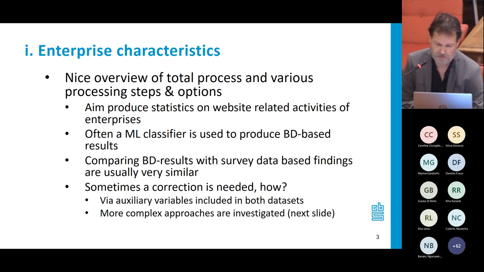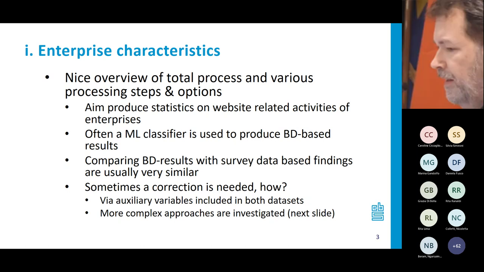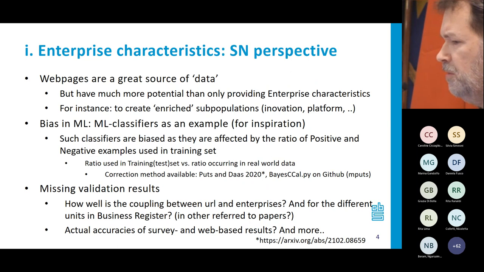There's a trick for machine learning classification. Machine learning classifiers might be biased depending on the data source you use. And if you compare the big data results with the survey database findings, then it's stated that usually the results are very similar. And I wonder how similar, and I want to know details. I want to know confidence intervals, and sometimes a correction is needed. I'm curious how that's being done, and that's being done by auxiliary, I can't pronounce this word, so I always use the words background characteristics in both data sets. But you can do much more.